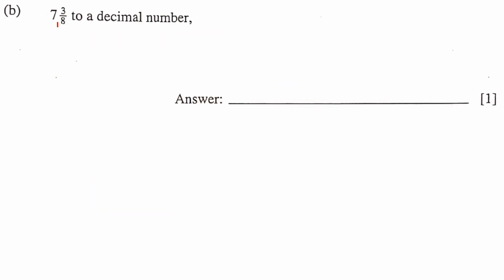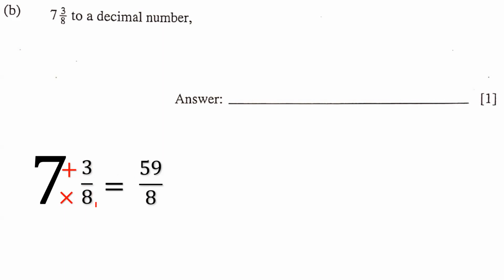Here we have 7 and 3 over 8, and they want us to convert this to a decimal number. Before we convert it into a decimal number, let us write 7 and 3 over 8 as an improper fraction. How are we going to do that? Well, we're simply going to multiply 7 by 8, and 7 times 8 is 56. And we're going to add that to 3. So we have 56 plus 3, which is 59. That becomes our numerator. And our denominator is the same as this one, so it's going to be 8. So 7 and 3 over 8 written as an improper fraction is 59 over 8.